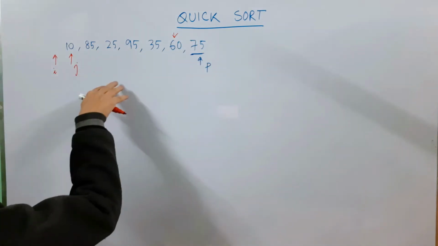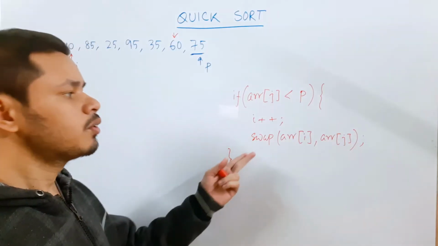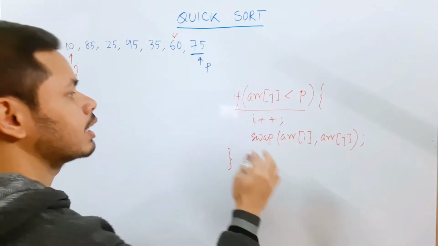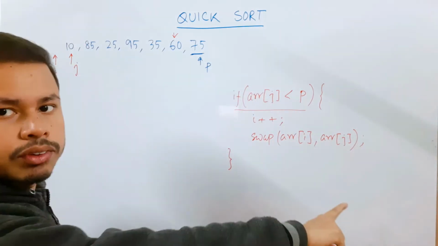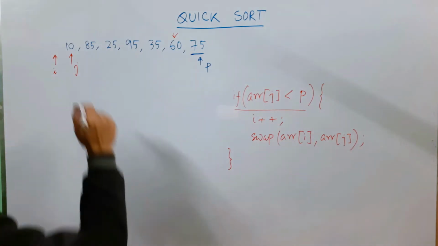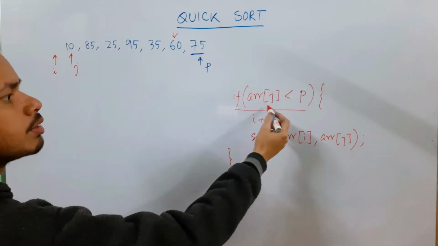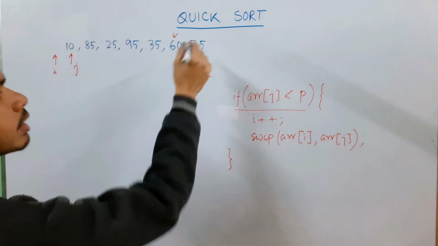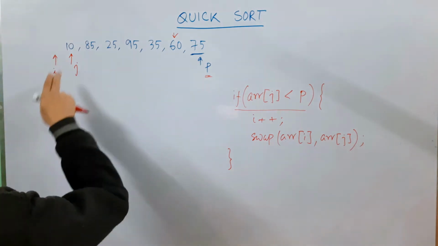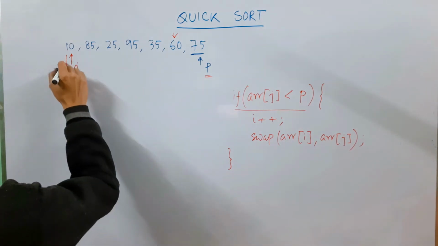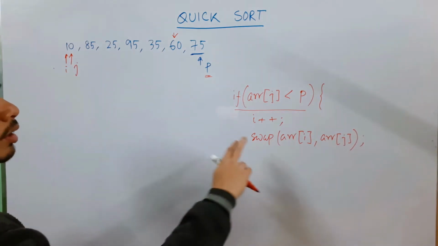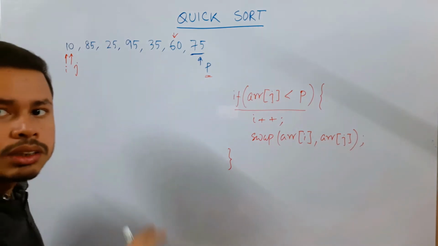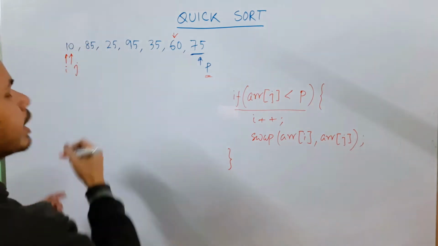Now, how can we do that? Using two rules. The partition method of Quicksort works based on this one condition, and it will subsequently do this step. Just follow this. If array of j is less than pivot, which means P here, so 10 is less than 75, we'll increment i, so i will be pointing to this point, and we'll swap array i and array j. In this case, both are pointing to the same point, so the swap will occur and 10 will remain at this position.